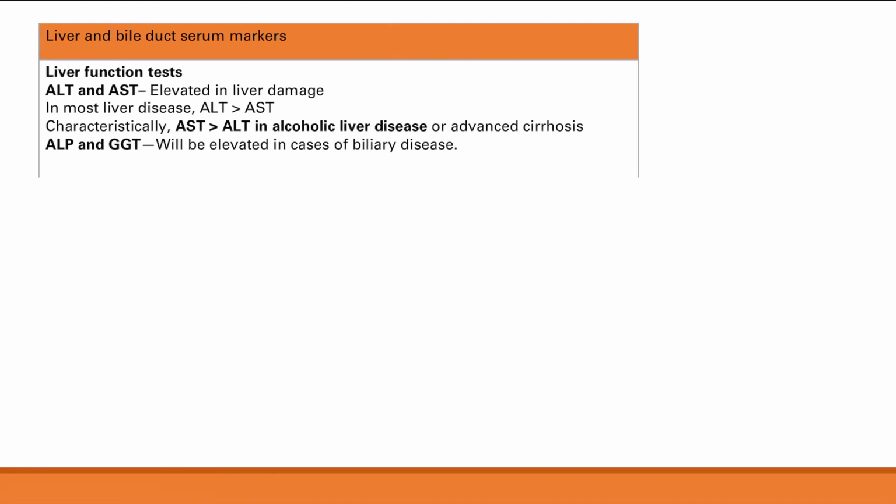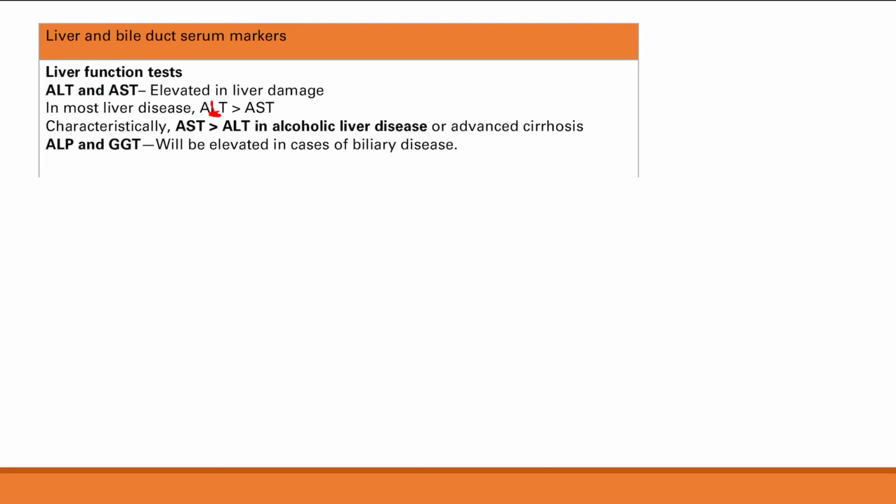So first, ALT is alanine aminotransferase. AST is aspartate aminotransferase. Just forget it. It's called ALT AST. Okay. ALT is more specific than AST for liver damage because AST can be found in other organs as well. But ALT is specific for liver. Okay, L for liver. So it kind of makes sense to me then that in most liver disease, ALT is higher than AST in liver damage.